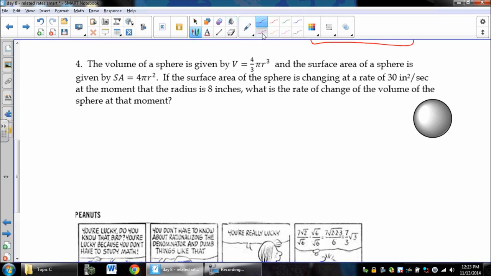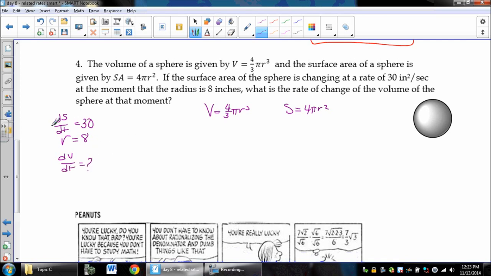So what we're going to do here is actually say, well, they gave me the equations that I need. Let's start writing everything kind of mathematically. So I have V equals 4/3 pi r cubed, and I have S equals 4 pi r squared. And the surface area is changing at a rate of 30 square inches per second. So that really means dS/dt is 30 at the moment that the radius is 8. So they're telling me the radius is 8. What is the rate of change of the volume of the sphere at that same instant?